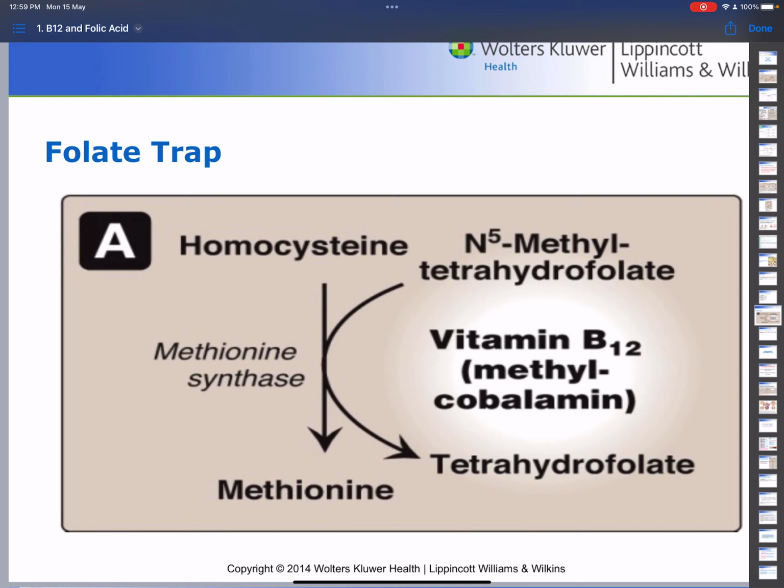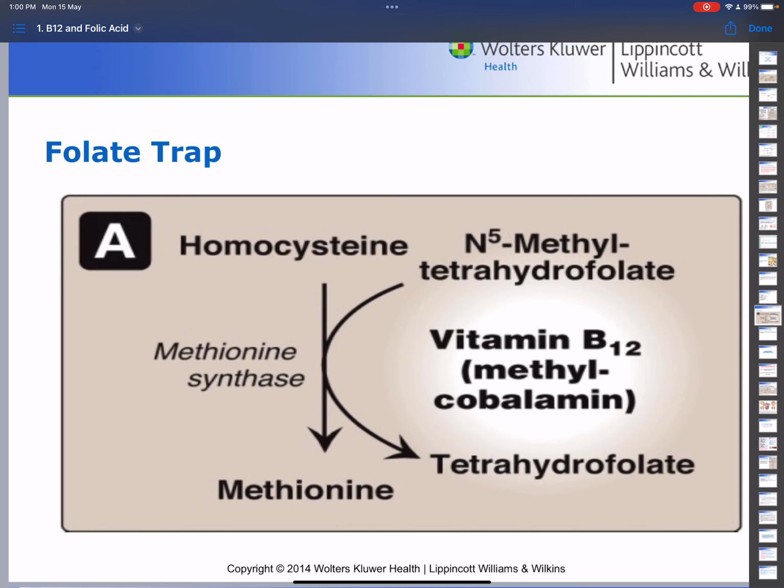Assume this pathway is blocked, either by deficiency of the enzyme or deficiency of vitamin B12. So there will be no generation of tetrahydrofolate in this process, and it will be trapped as methyl tetrahydrofolate. This is called the tetrahydrofolate trap, or folate trap. So folate trap is associated with deficiency either of methylcobalamin or vitamin B12, or of the methionine synthase enzyme if it's mutated, for example.